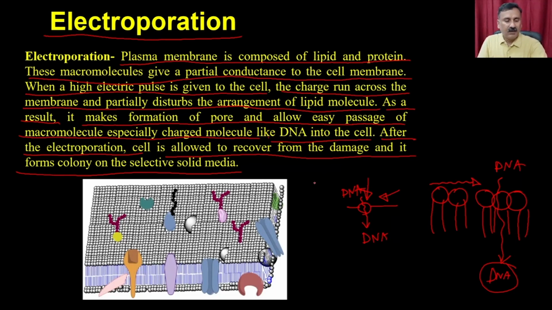The advantage of electroporation is that it does not depend on the surface chemistry of the cell, so it is very robust compared to chemical transformations. The disadvantage is that electroporation requires a specialized instrument like the electroporator, and it also requires electrocuvettes.